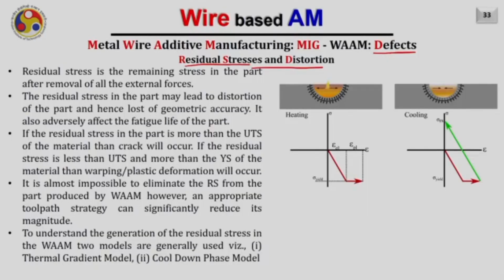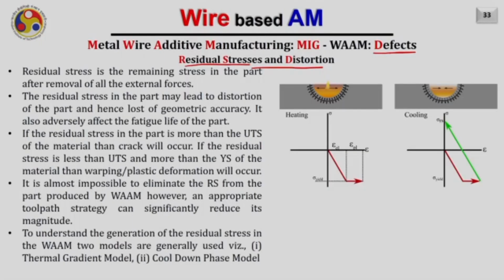It can also adversely affect the fatigue life of the part. If the residual stress in the part is more than the UTS, the tensile strength of the part itself, then it will lead to cracks. And if the residual stress is less than the UTS and more than the yield strength of the part, then it will lead to warping. It will permanently warp the component.